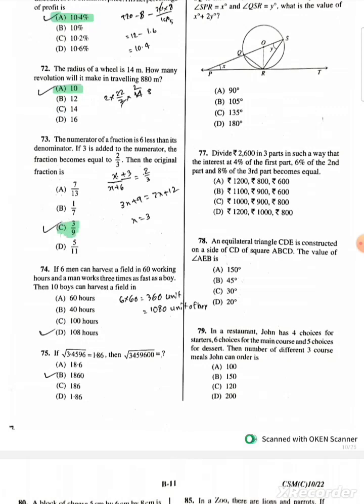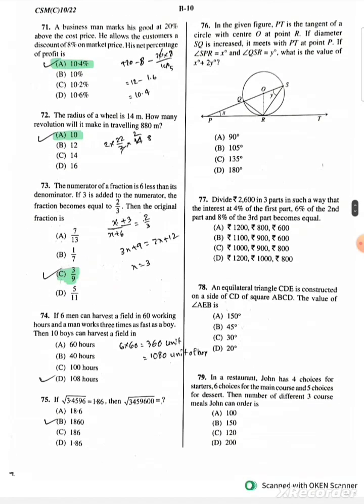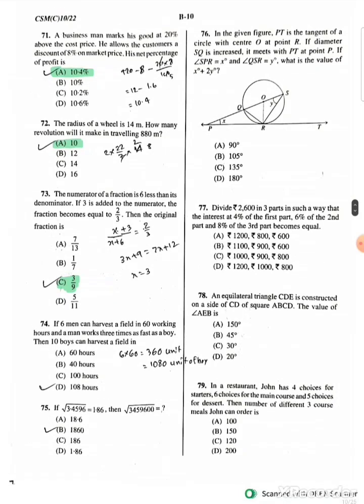If 6 men can harvest a field in 60 working hours and a man works 3 times as fast as a boy, then 10 boys can harvest a field in 108 hours. Answer to this question is 1860.